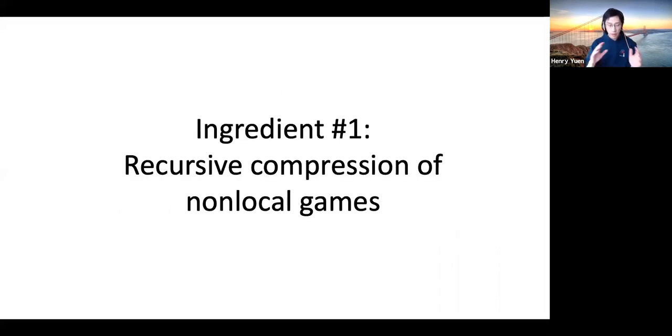So that was an overview of our results. We saw how it connected this computability question to Tsirelson's problem. Then let me describe some ingredients for how this result is proved. The first ingredient is something called recursive compression of non-local games.